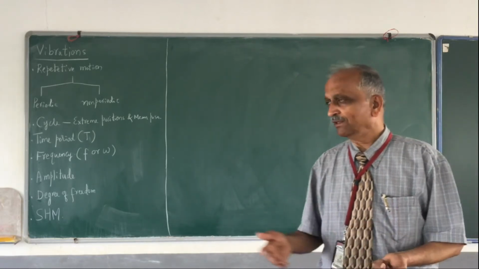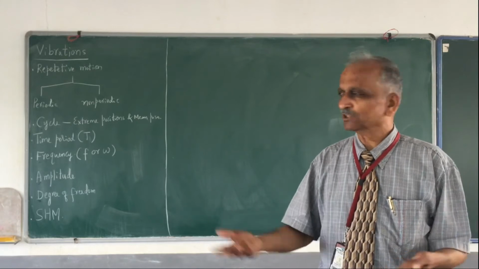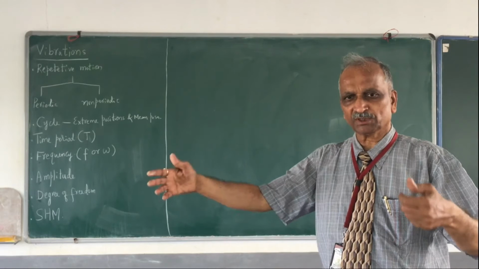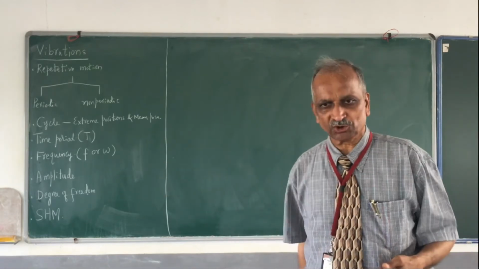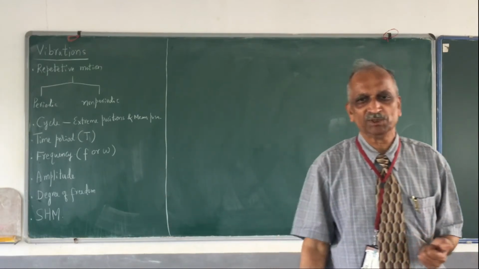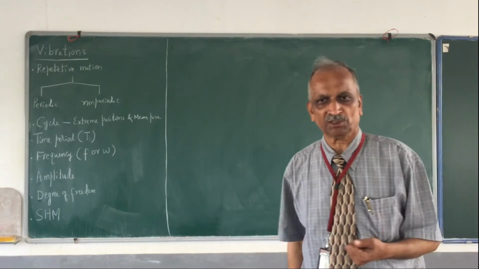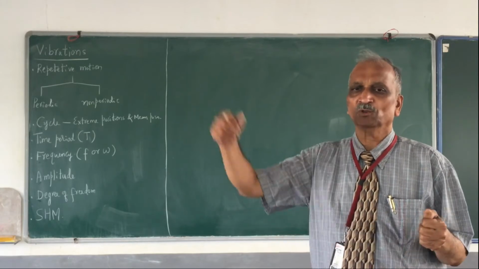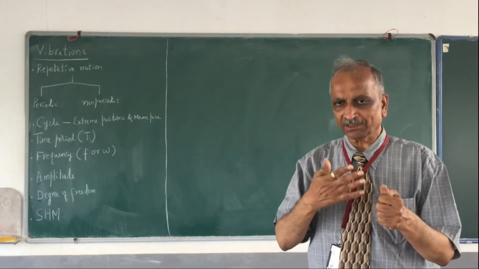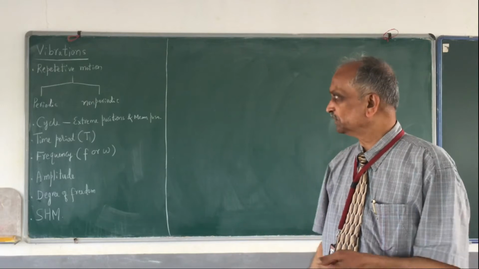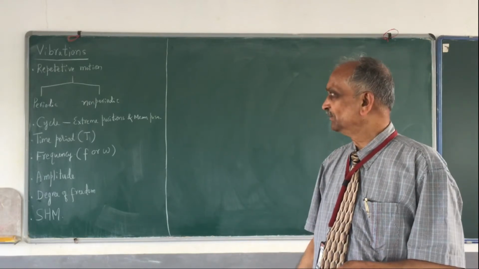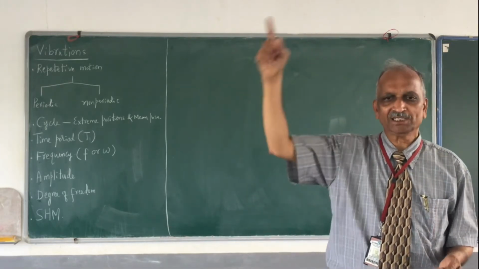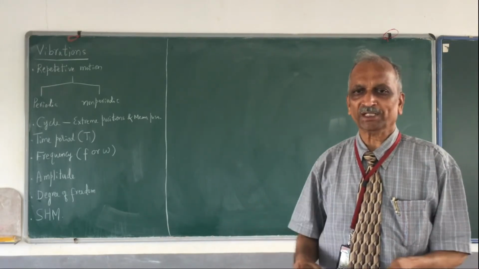And every vibration deals with something called a cycle. In vibration we have extreme positions, and there is a mean position, the midpoint of those extreme positions. If you start a journey from any one extreme position, go to the other extreme position and then come back, this journey we call a cycle. Every such cycle is considered equivalent to 2 pi radians.